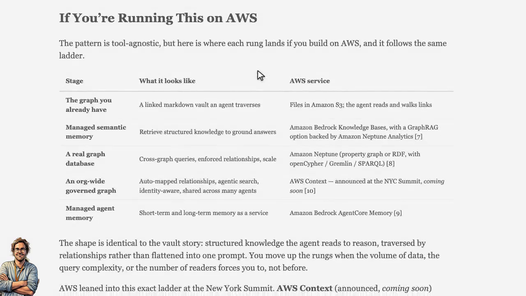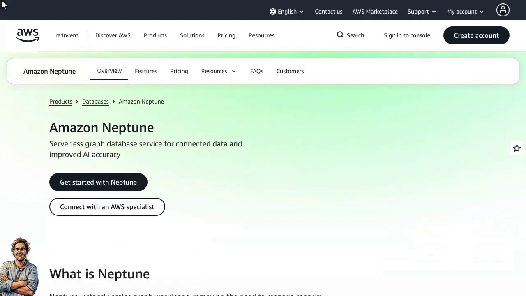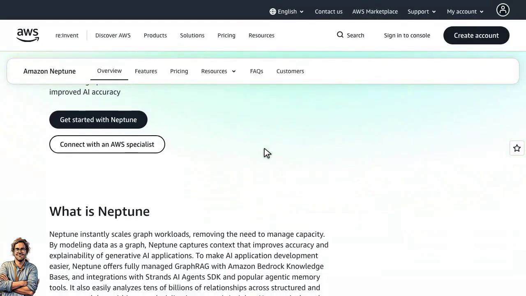The pattern is tool agnostic. But here is where each rung lands on AWS, following the same ladder. The graph you already have is files in Amazon S3 that the agent traverses. Managed semantic memory is Amazon Bedrock Knowledge Bases, with a GraphRAG option backed by Amazon Neptune Analytics. A real graph database is Amazon Neptune. And AWS announced AWS Context at the New York Summit, coming soon, which extends a personal knowledge graph into a governed organizational one.